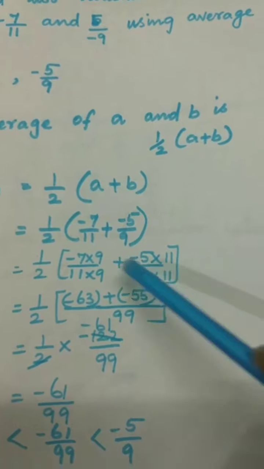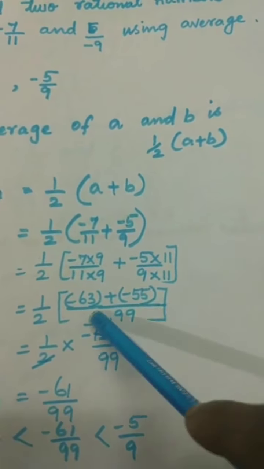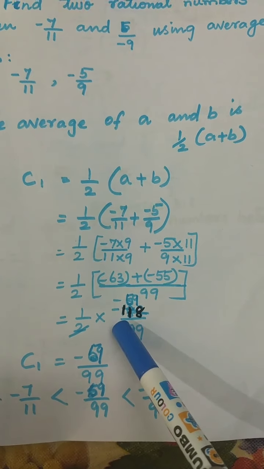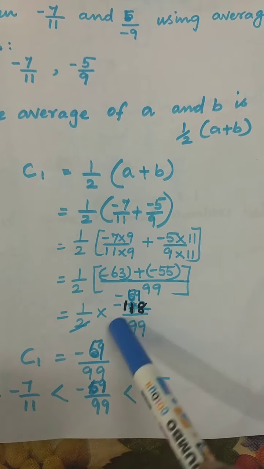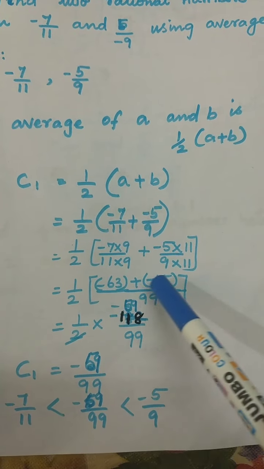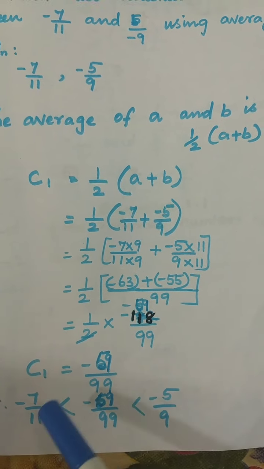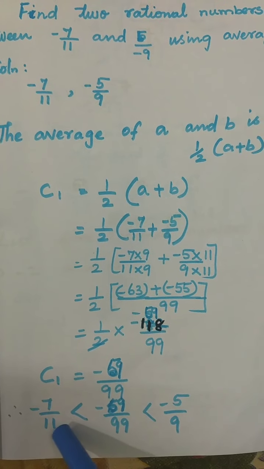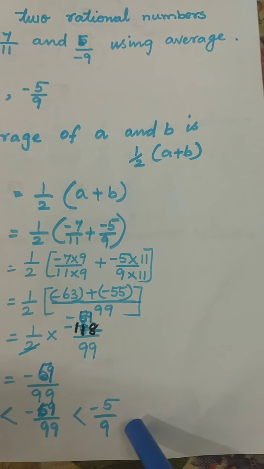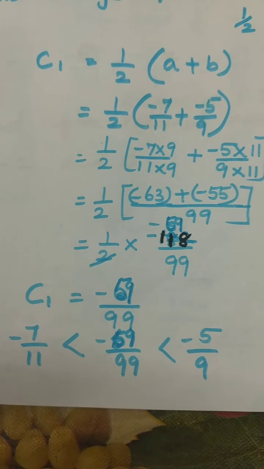Here by 11. So minus 63 plus minus 55. Minus 63 plus minus 55 is equal to minus 118. So you can cancel 118 by 2. So it is 59. So C1 is minus 59 by 99. Then minus 7 by 11 is less than minus 59 by 99 is less than minus 5 by 9.